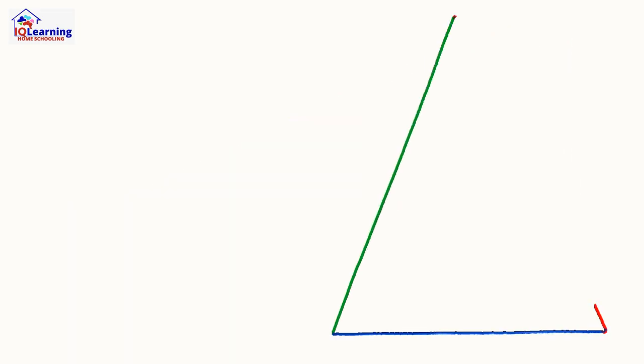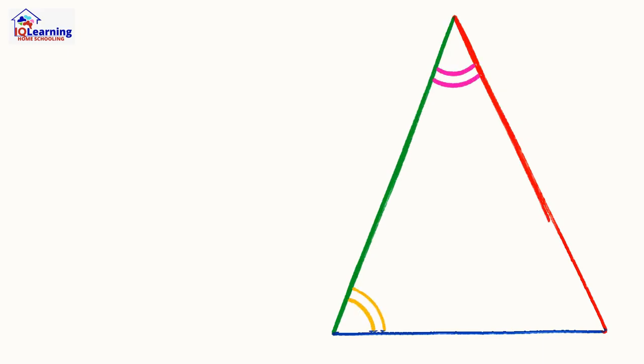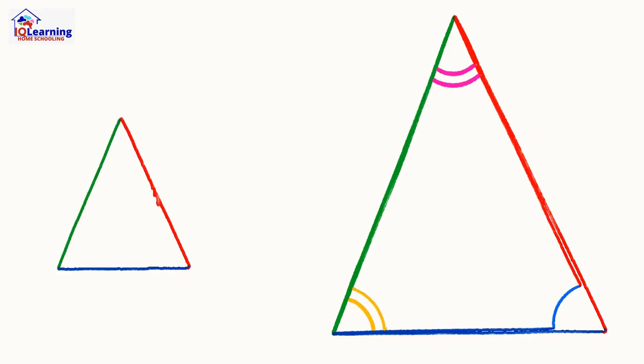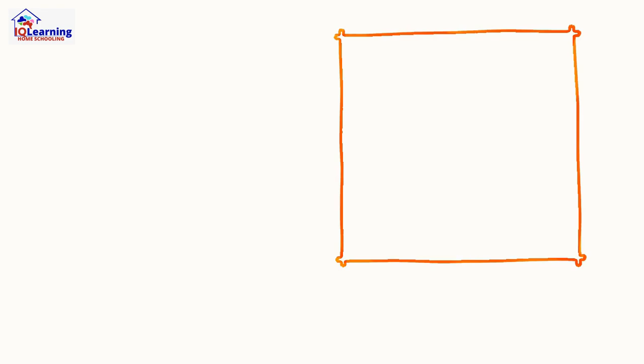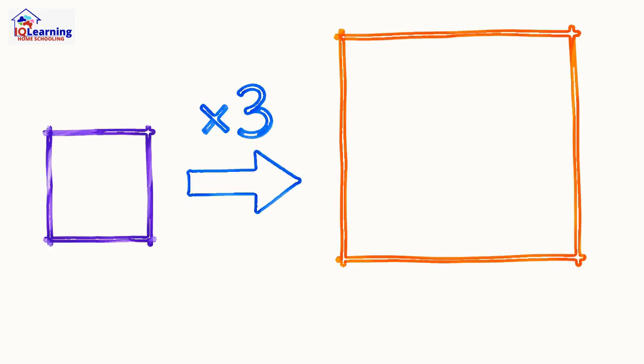Two shapes are similar if one is just a perfect scaled up or scaled down version of the other. All the angles stay the same, but the sides all grow or shrink by the exact same multiplier. This multiplier has a name, the scale factor. If the scale factor is 3, a side that was 4 units long becomes 12.